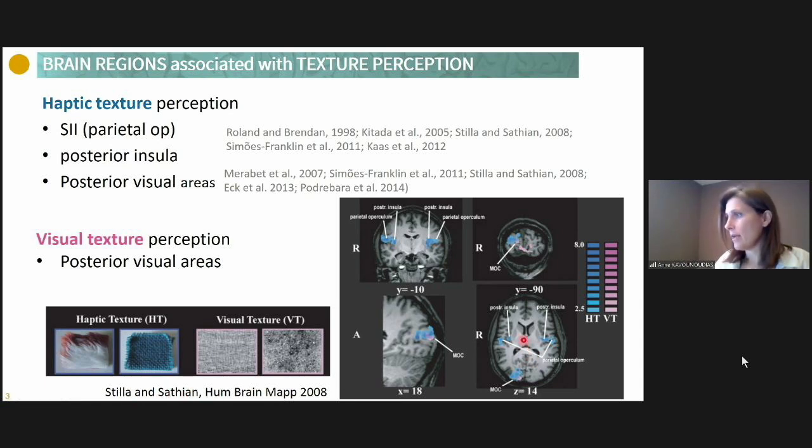You can see here in blue the activation of the posterior insula and the parietal operculum, plus the middle occipital cortex during the haptic texture exploration. And the middle occipital cortex was the same region also found activated during the visual texture perception. The interpretation of such activation in visual areas during haptic texture exploration is still debated, and its role remains unclear.